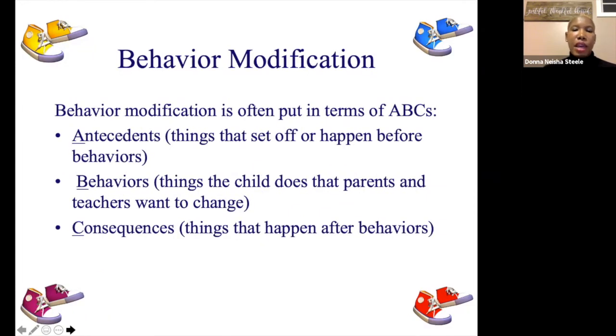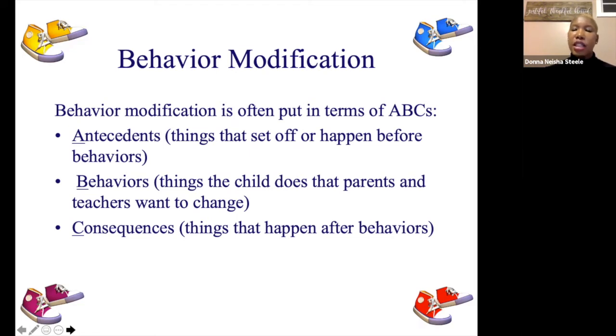Behavior modification is often put in terms of what we as educators like to say, ABCs. So sometimes you'll hear us using these acronyms, and if you're not familiar, you don't know what we're talking about. But ABCs simply stand for antecedents, which are those things that set off or happen before a behavior. B for behaviors, things that the child does that parents and teachers want to change. And C, consequences, things that happen after the behavior.